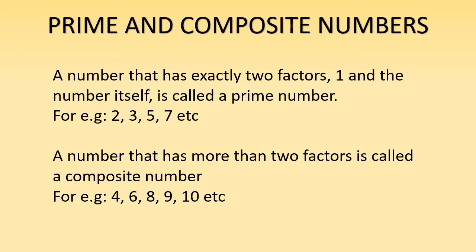Prime and composite numbers. A number that has exactly two factors, 1 and the number itself, is called a prime number. So, a prime number is that number which comes in the table of 1 and in the table of itself only, meaning they do not come in any other number's table. They are divisible by 1 or by the number itself, like 2.